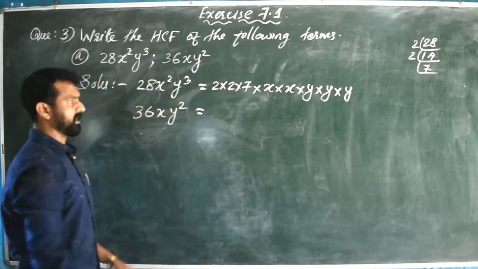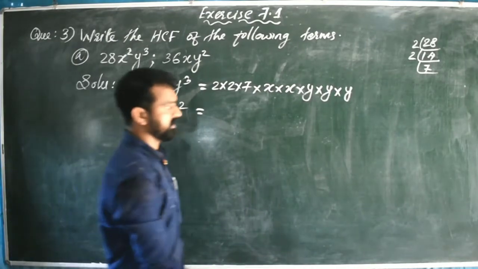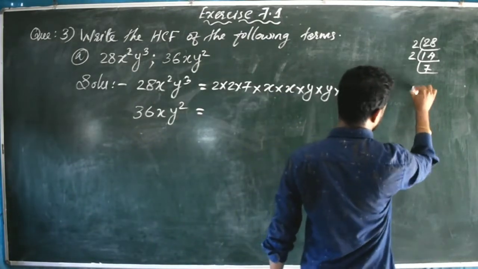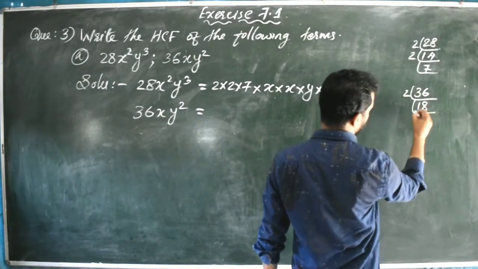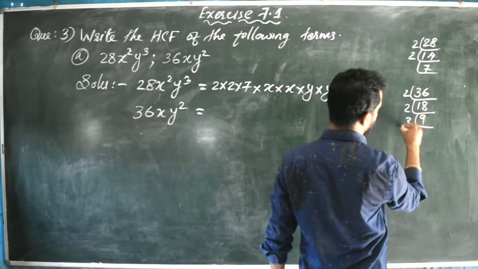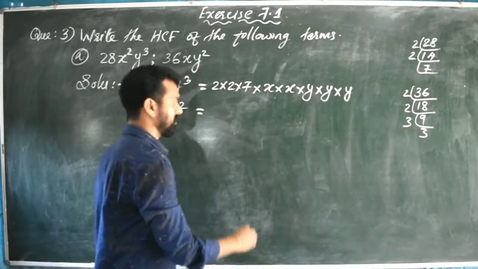Then the second term, 36xy square. 36 we have to factorize. 36 divided by 2, 2 eights are 16, divided by 2, 9, divided by 3, 3, so 2 into 2 into 3 into 3.